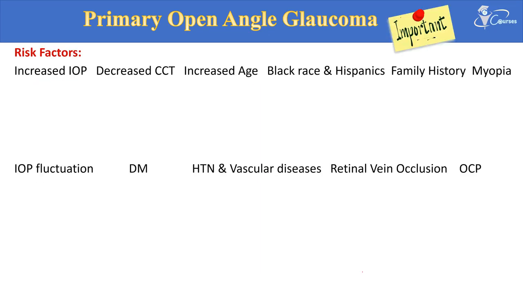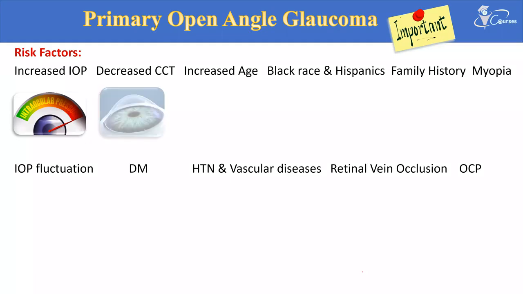So what are the risk factors? Again, very important. First of all, increased IOP. If you find a patient with higher intraocular pressure, this will be the most important risk factor for being diagnosed as primary open angle glaucoma, but it is not everything. Also, decreased central corneal thickness will be a risk factor.